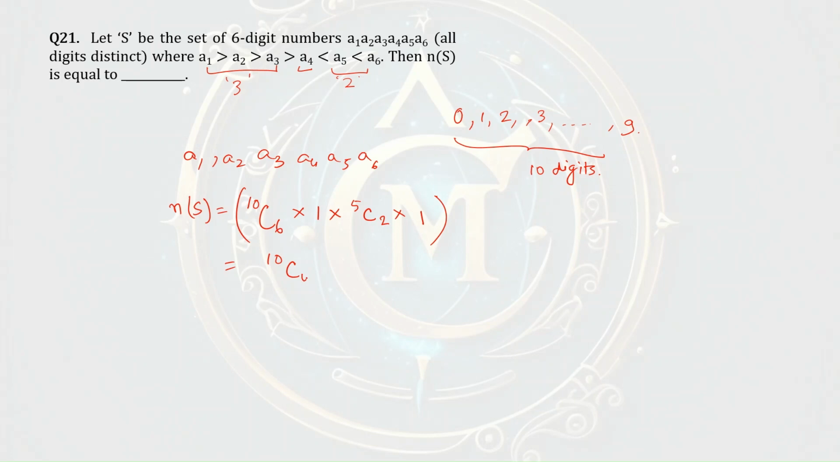It will become 10C4, because nCr is nCn minus r, into 5C2. This is equal to 10 into 9 into 8 into 7 divided by 24, times 5 into 4 into half. So this will become 3, then 3, then 10. So this becomes 2100. So that means 2100 is the correct answer for this question. I hope you understood this question.